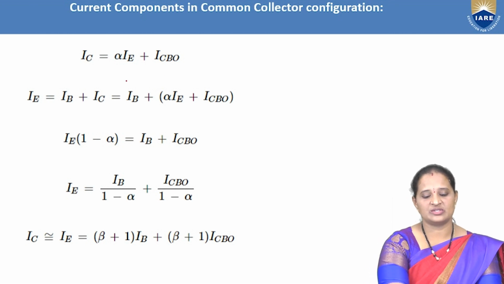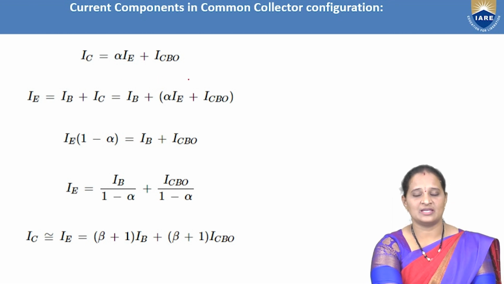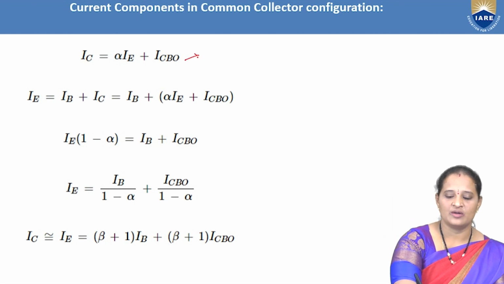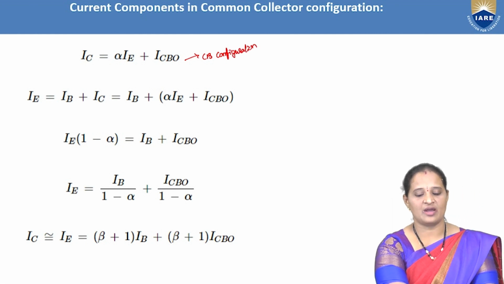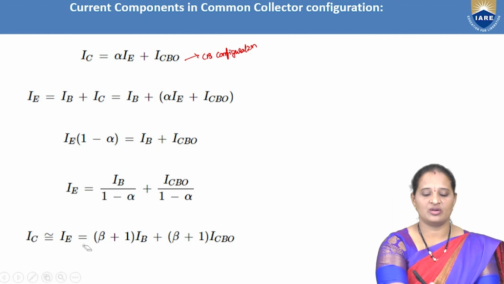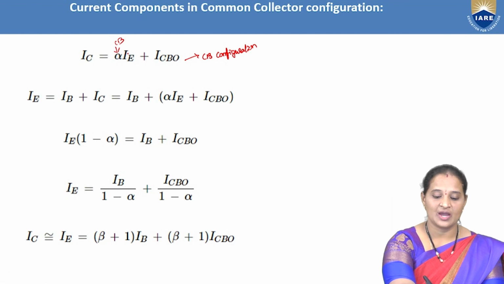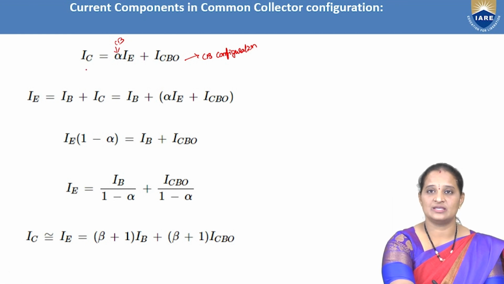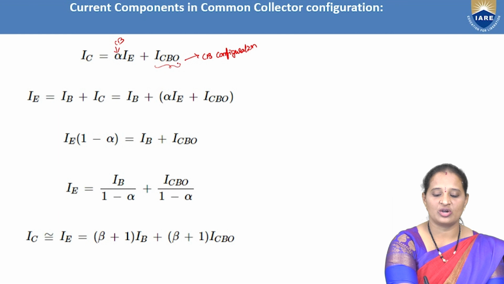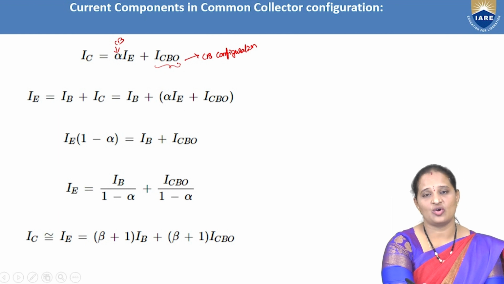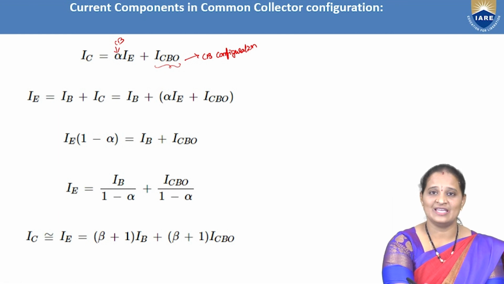So IC = alpha IE + ICBO. We know this is from the common base configuration of the transistor. Here alpha is the amplification factor of the common base configuration, IE is the input current, IC is the output current, and ICBO is the reverse saturation current, which we can also call the leakage current.